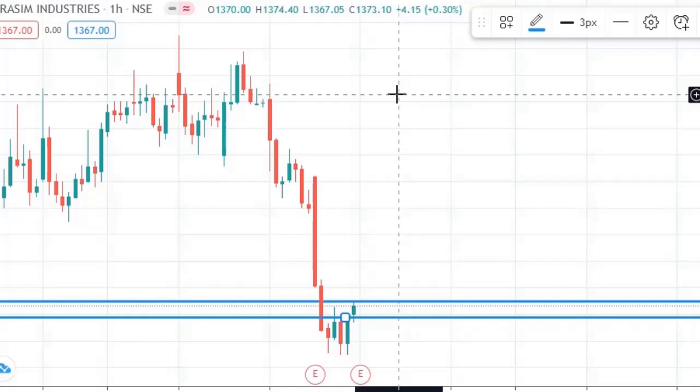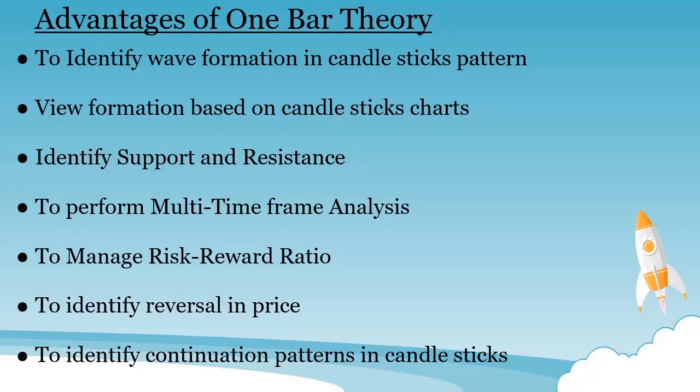So let's move on. Now we will see the advantages of this theory, and we will conclude. Now the first advantage is to identify the wave formation. So now we were able to identify a complete wave that is formed, and we were able to identify when the wave ended and when the next wave has started.